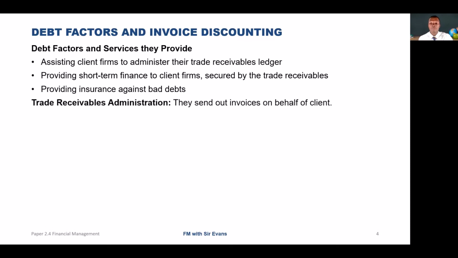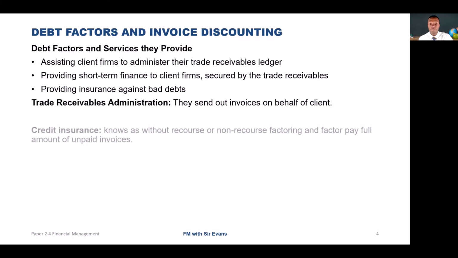Now, trade receivable administration. So they send out invoices on behalf of the clients and indicate their role. They ask for payment to be made to a bank account and chase late settlers. They also make entries in the receivables ledger. They charge an agreed percentage of the value of the invoice that is sent out.